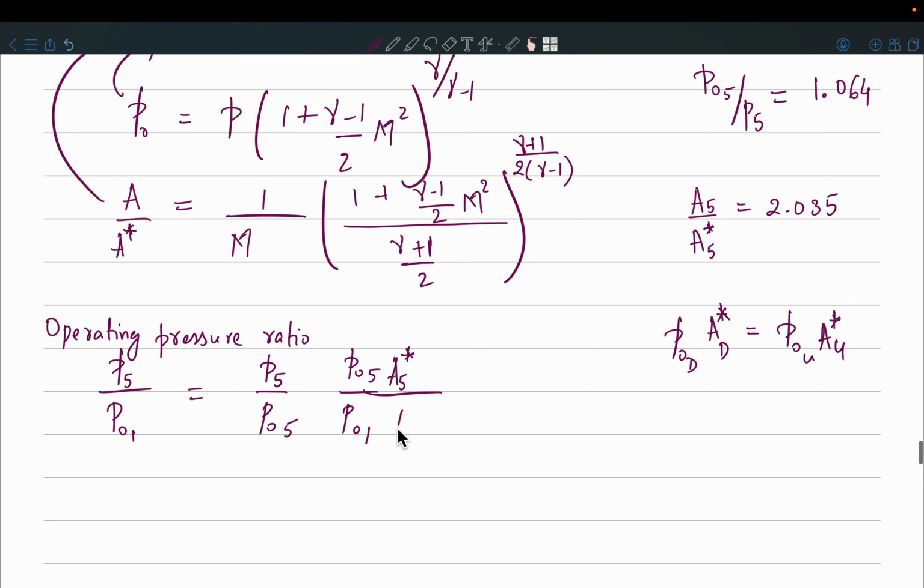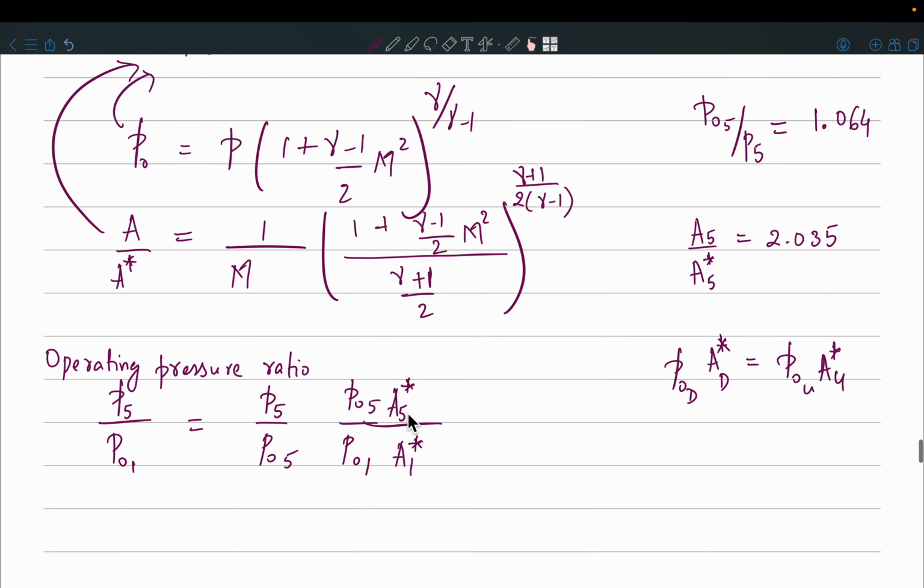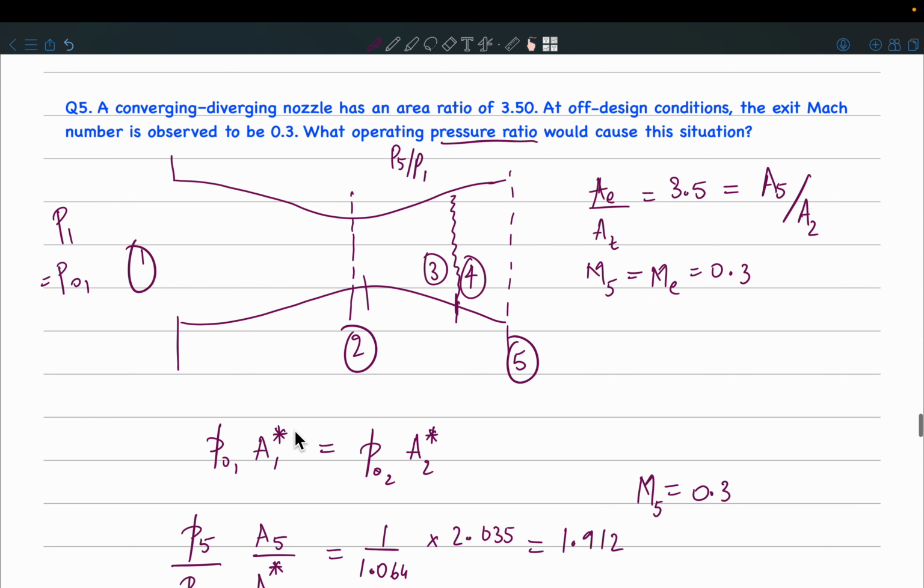Okay, and to P01 I'll multiply A1 star. Now obviously I have to counter it, so I'll have A1 star, and remember I have the ratios here, so this is A5 star here. Okay, and I'll also multiply A2 by A2.